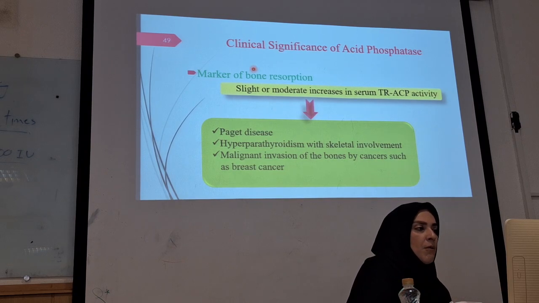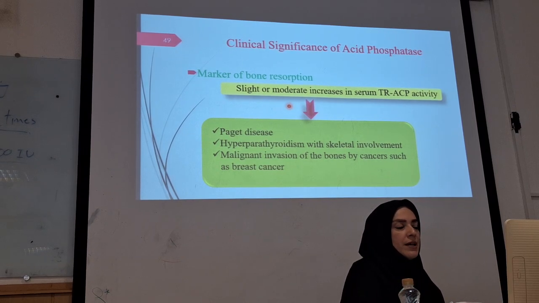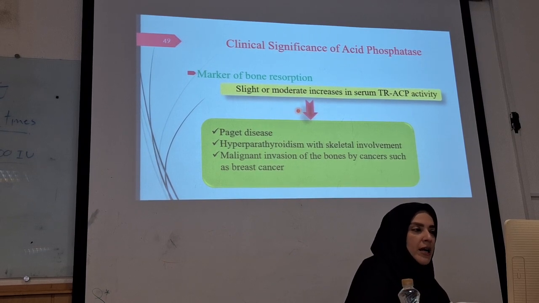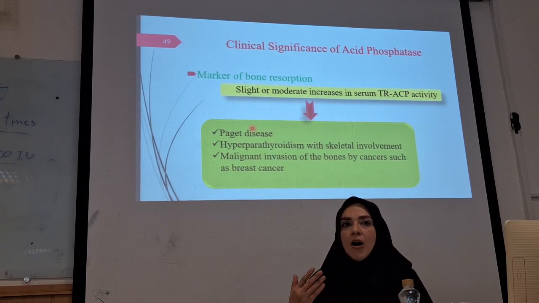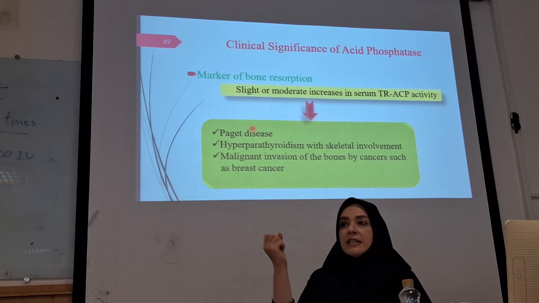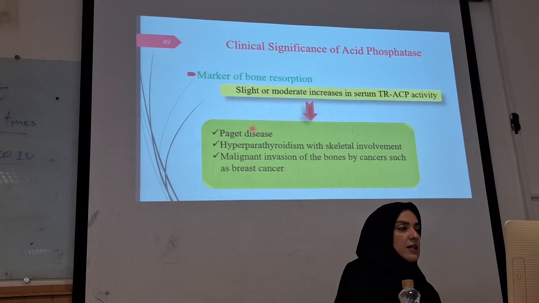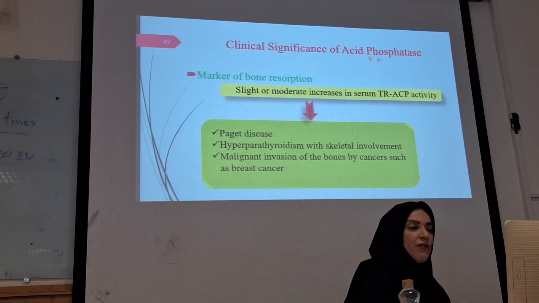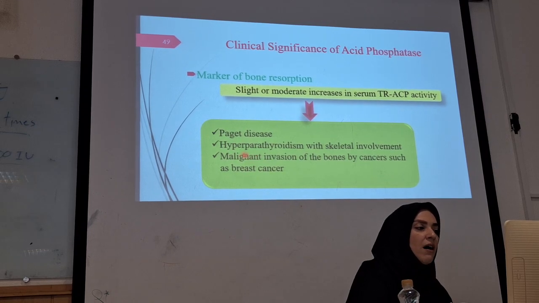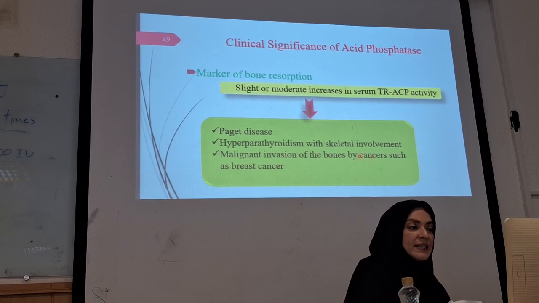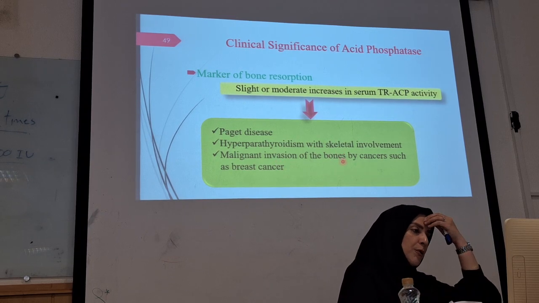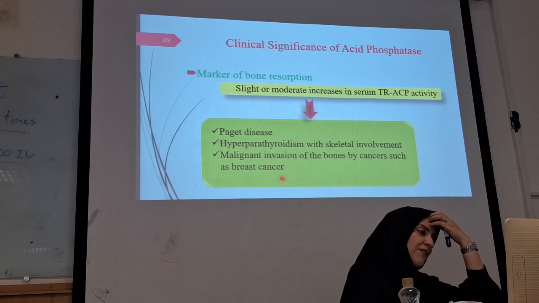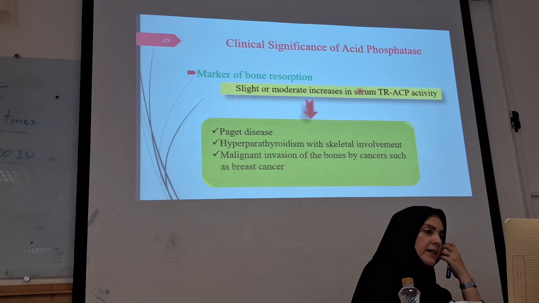So this is a marker of bone resorption. And also we have a moderate increase in Paget disease. Do you remember Paget disease? We have an uncontrolled activity of the osteoclast. It resorbs very rapidly, so acid phosphatase is higher. And also in hyperparathyroidism with skeletal involvement and some cancers, like prostate cancers and also some breast cancers, can affect the concentration of these enzymes.